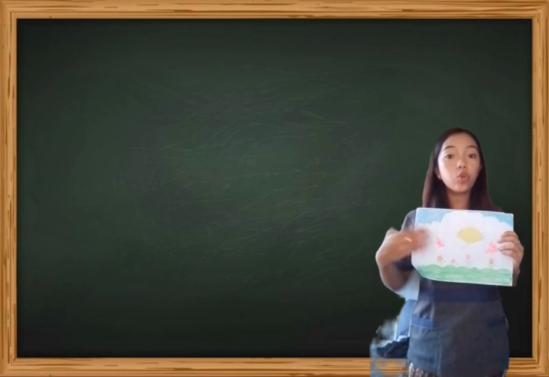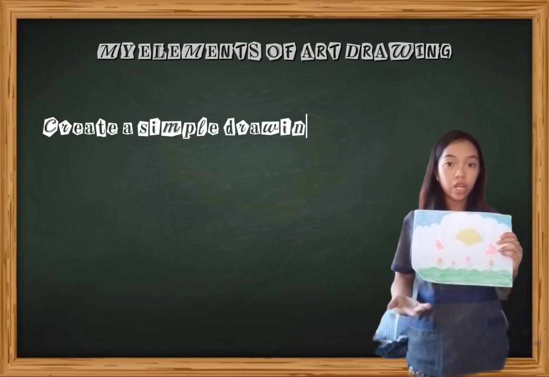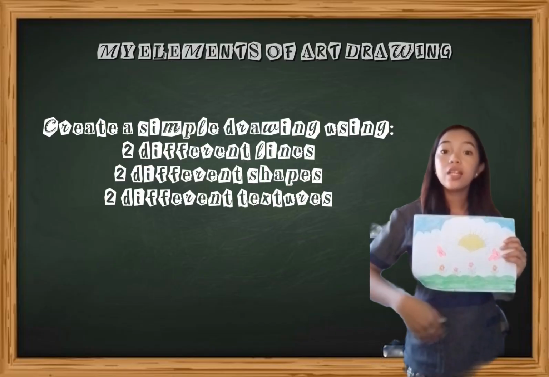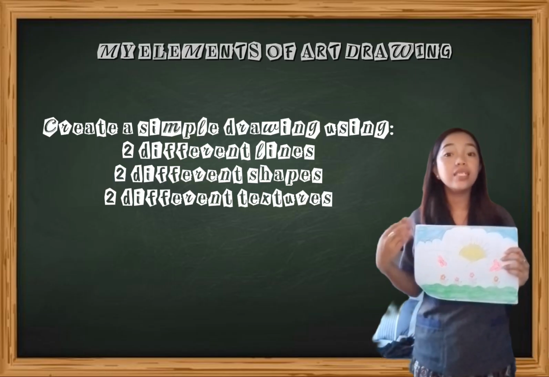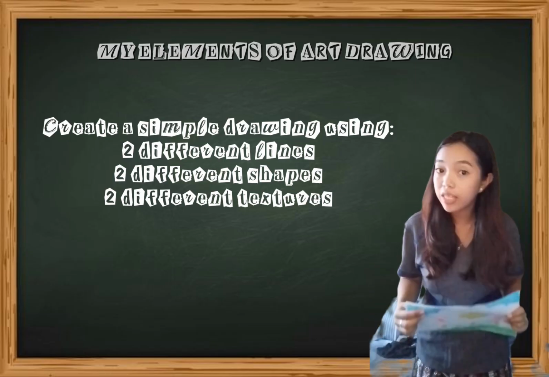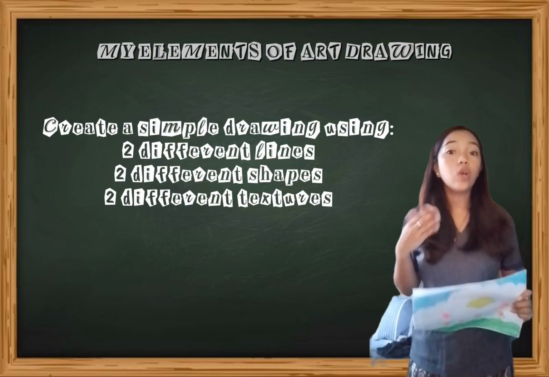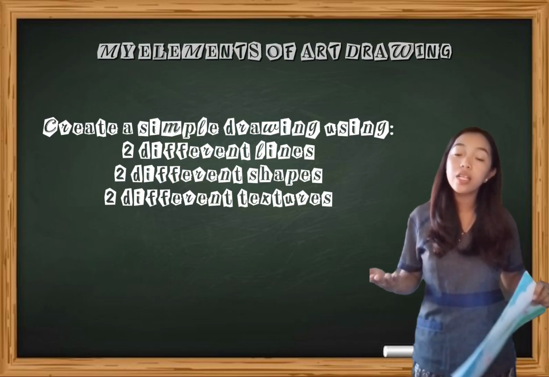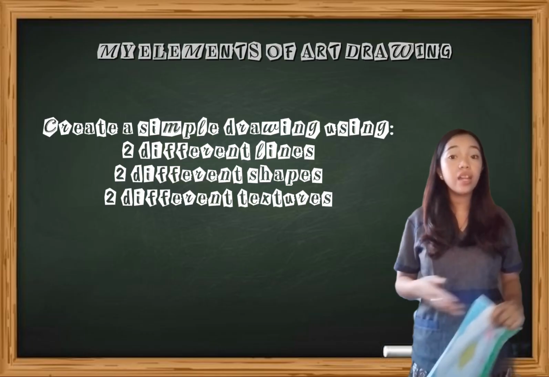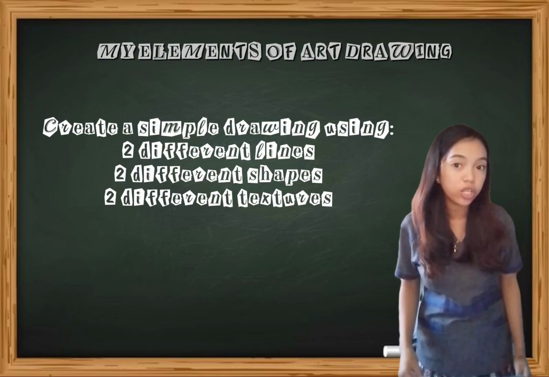Now, I want you to create your own artwork. You may draw a garden, a house, a kite, an animal, a landscape, or anything you like. Your artwork should have at least 2 different types of lines, 2 shapes, and 2 textures.